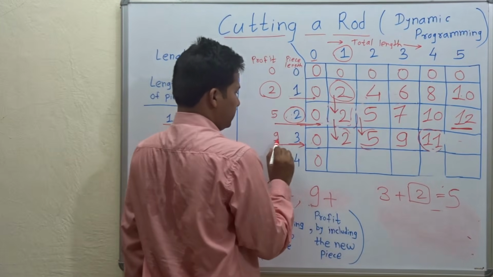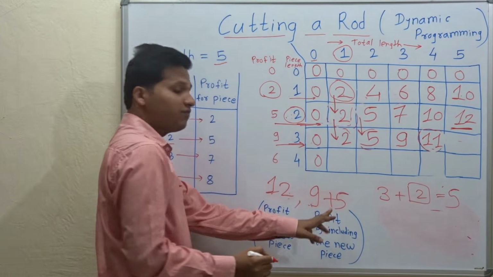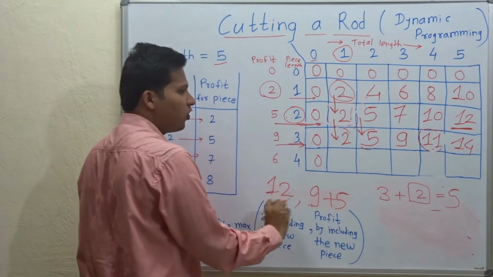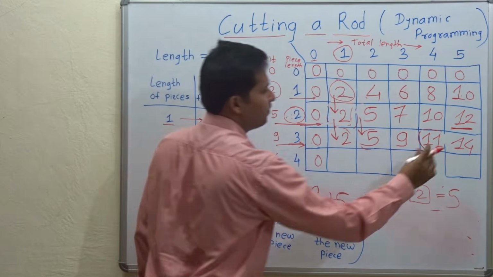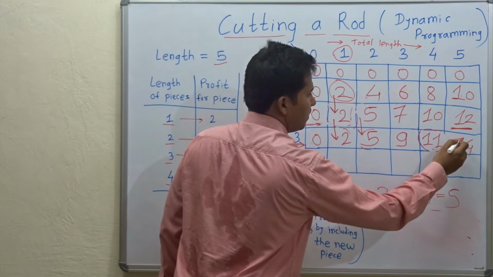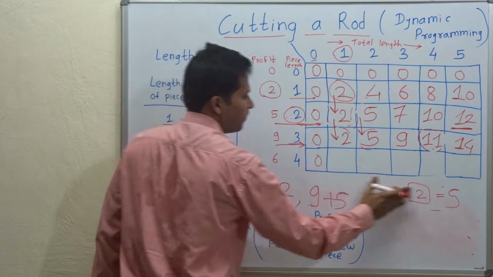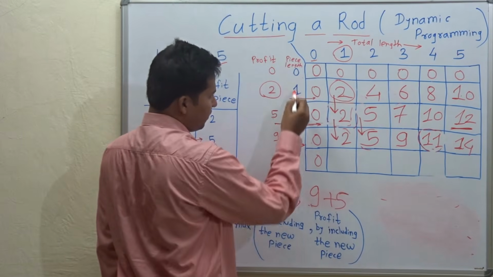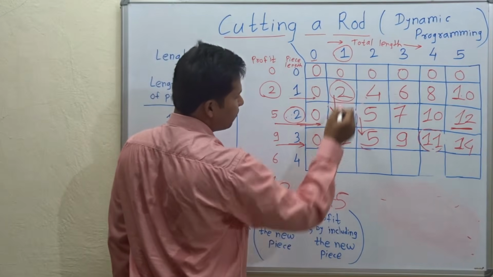So see, 9 plus 5 is 14, that is the maximum. Out of 12 and 14, 14 is the maximum. So let's go to the next row. Now see, by using pieces of length 0, 1, 2, 3, 4, you want to make 1.